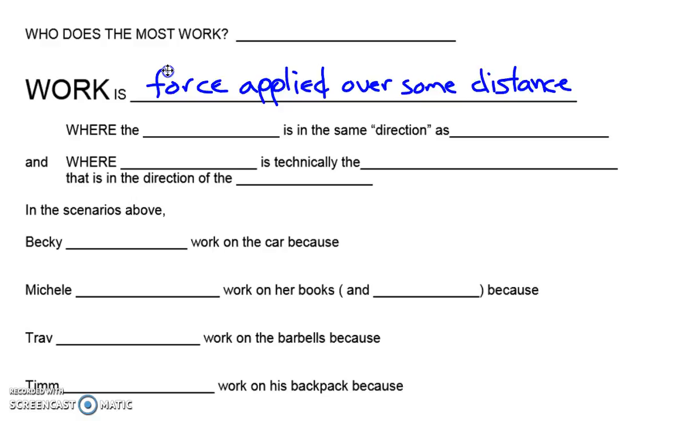Now, here are where some nuances come in. Well, actually, before we get to that, since there has to be some distance, we can rule out Becky as doing work. So we can say Becky does no work on the car. Now, we got to be specific about the object that work is being done on, because there's simply no change in position.